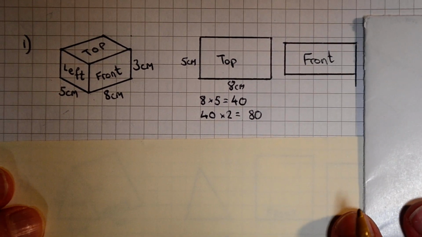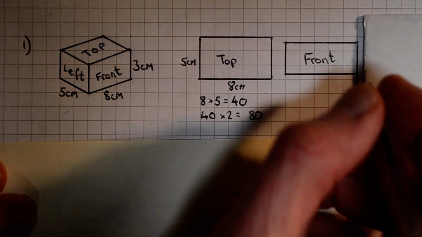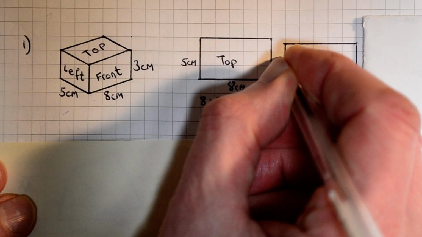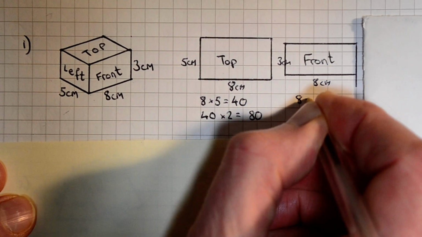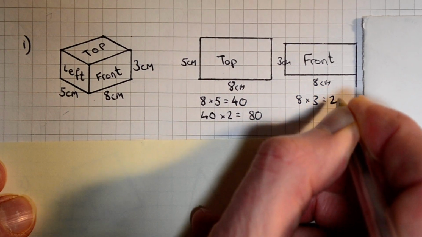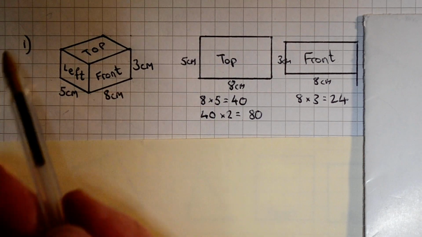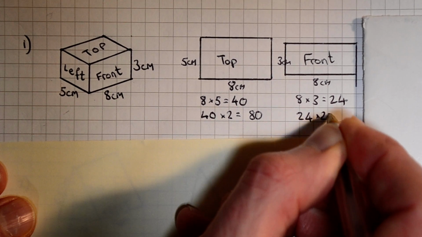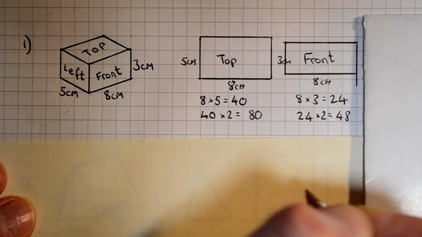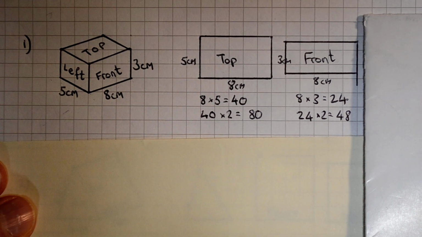Let's have a look at the front. So we've got these sides labelled ready, 8 by 3. And so the area is found just the product of that. But because there's also an identical side round the back, we need to double it. So we've now found 4 of the 6 sides of the cuboid.